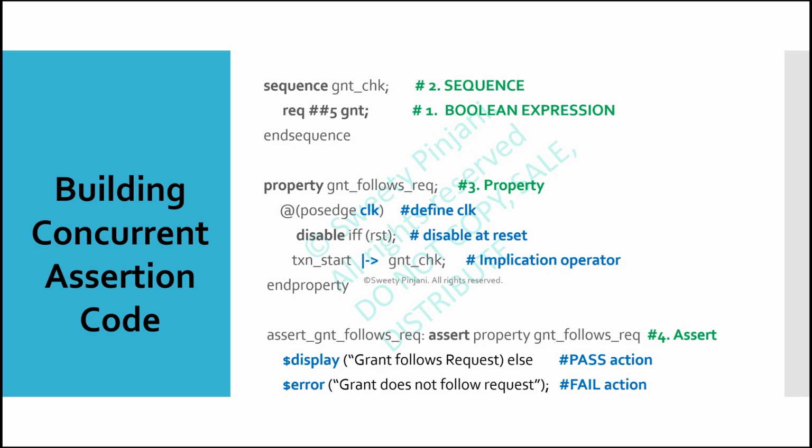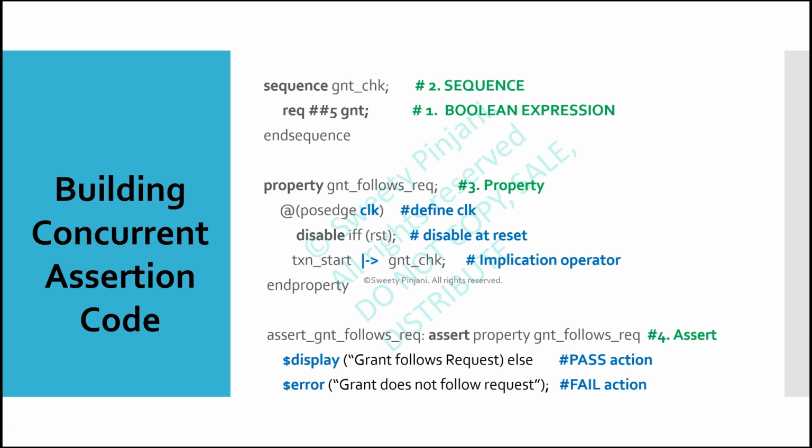Now, here, let us understand the first thing. First is the Boolean expression. Here, if you see request and then ##5 grant, it means the request will come, and after a delay of 5, you will see a grant. This is the first building block, which is my Boolean expression. I have kept this Boolean expression inside a sequence. The sequence I am naming grant_check. When I call this grant_check, it will evaluate the request, and after a delay of 5, it will check that grant happens.